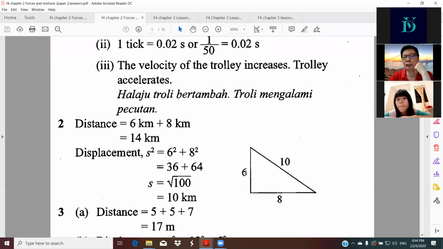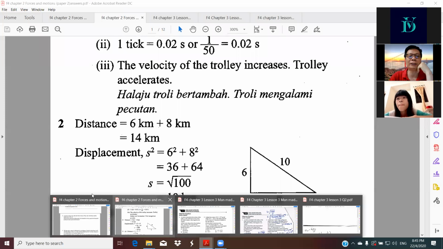As we already know, displacement is defined as the distance between the starting point and the ending point. So this line represents the displacement, from the starting point here to the ending point here. To find this, use Pythagoras theorem: 6, 8, 10. So displacement is 10. Okay, very simple question.